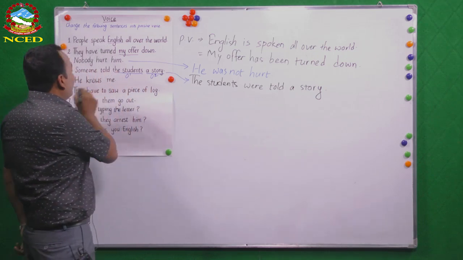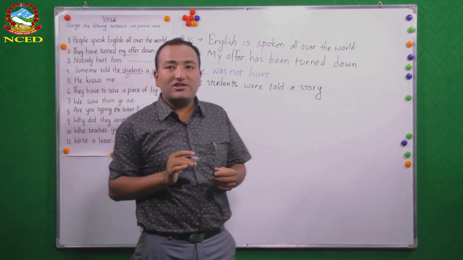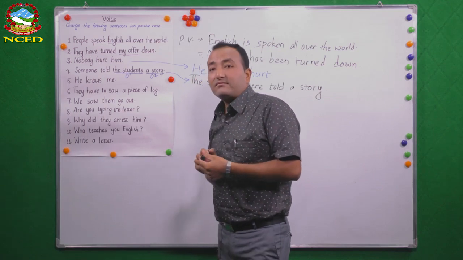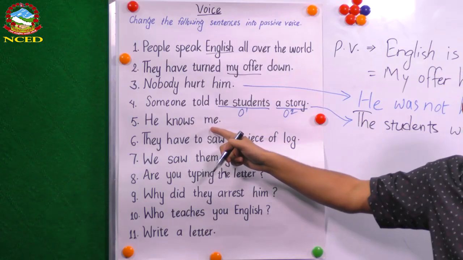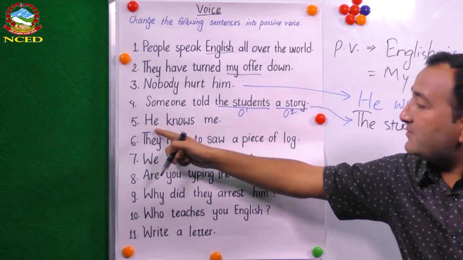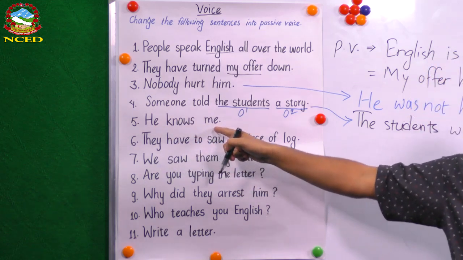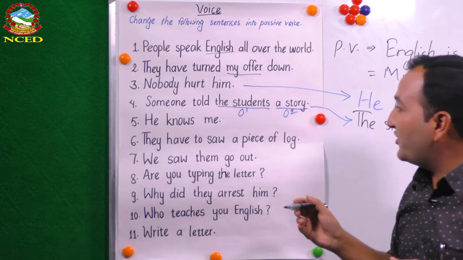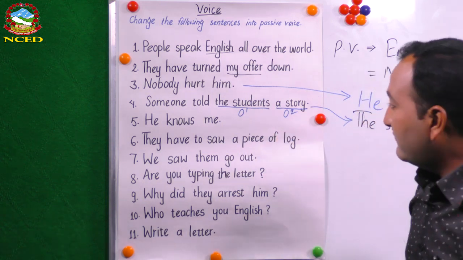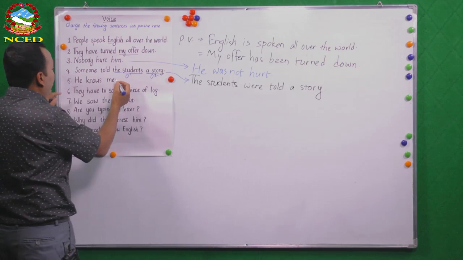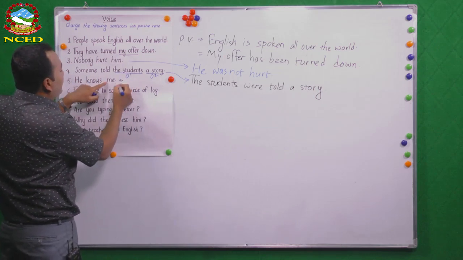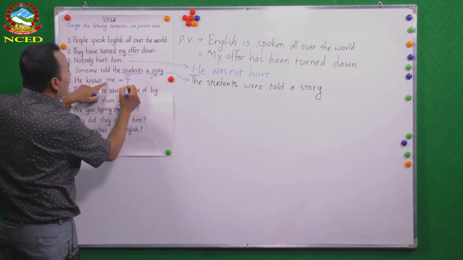Here comes, "He knows me." Simple. This is in present tense. He knows me. Subject, verb, object. Now, you have already known what to do or how to do it. So let me write here in the chart. Me, how do you change it? Me is changed into I.